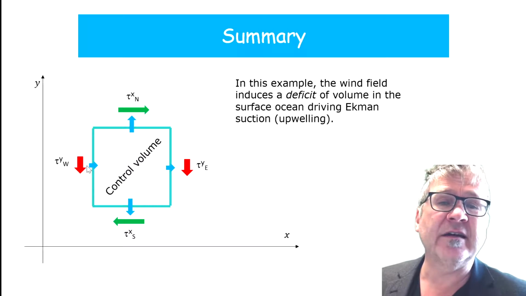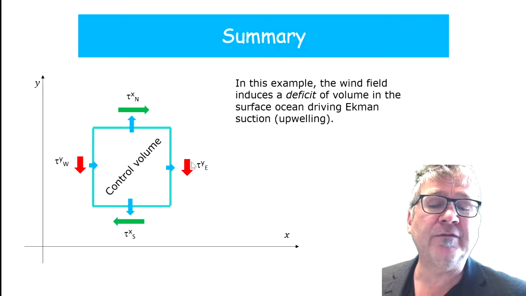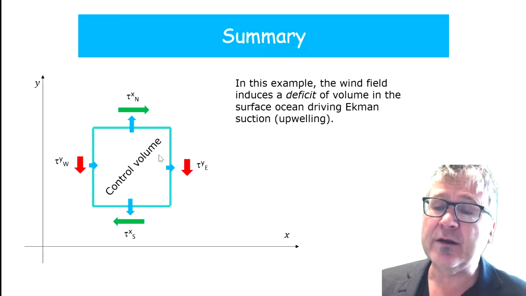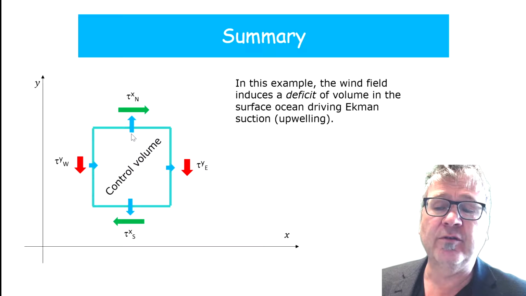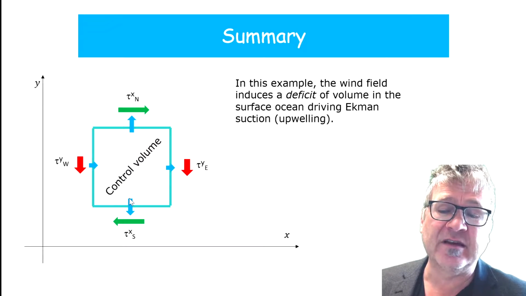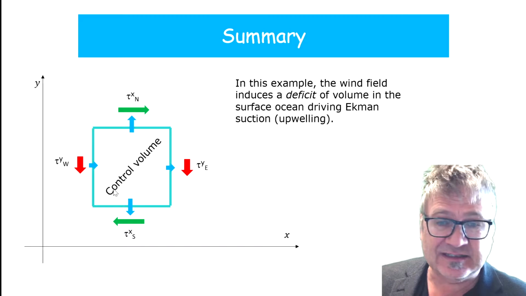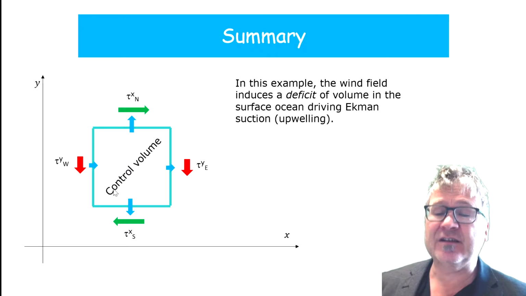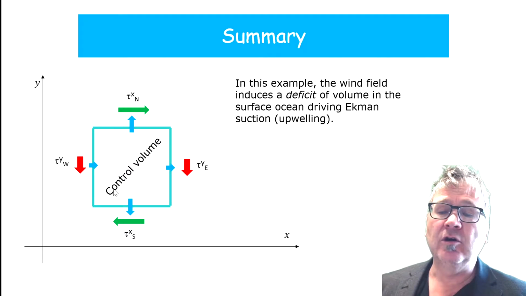Okay, on the left side is some volume coming in through the Ekman layer, the same volume leaving. So in the X direction, nothing is happening. Everything is happening in the Y direction, where there is an export away from the control volume in the north, and the same transport away to the south. So the control volume is losing mass, and it's a deficit in volume. And this is what we call Ekman suction. And it is balanced by an upwelling of deeper water.